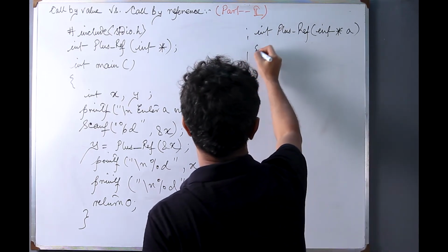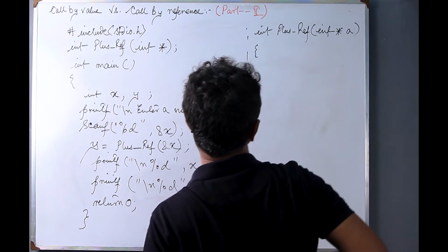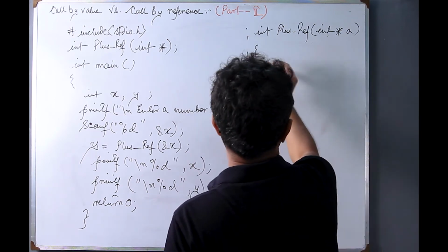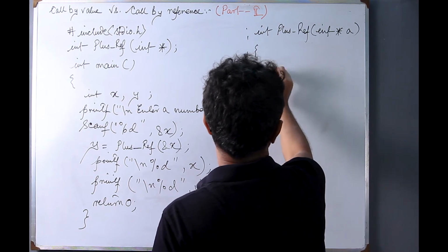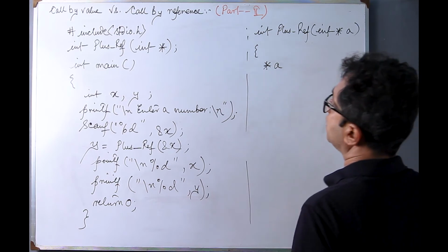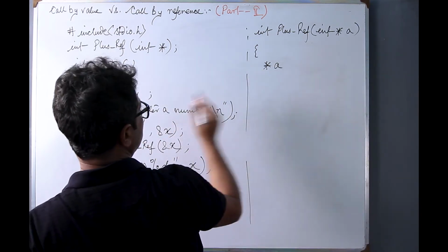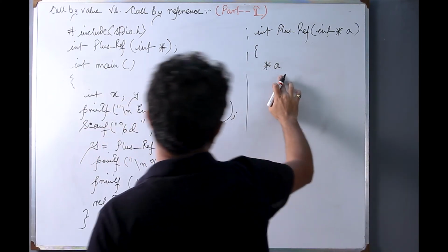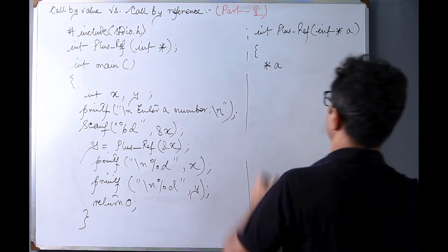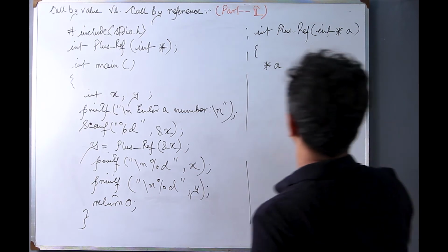Now we are going to perform the same operation as we have done before. So I am going to do this like this: star a, I am going to return a pointer. Okay, let it be like that. I am going to return the value.